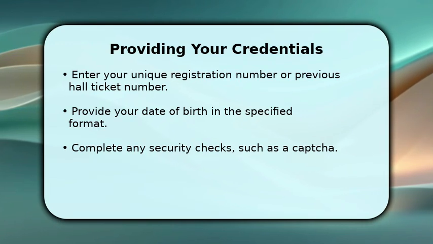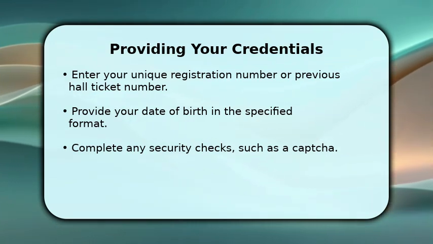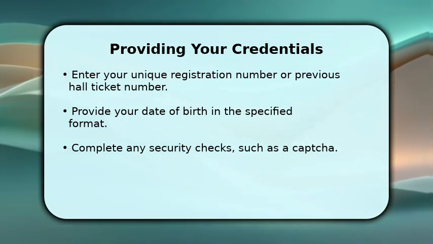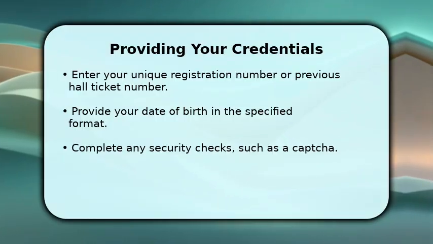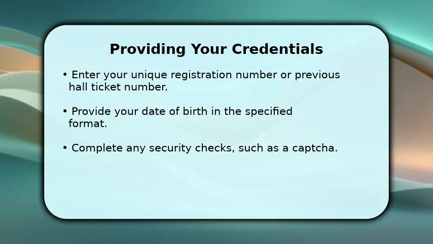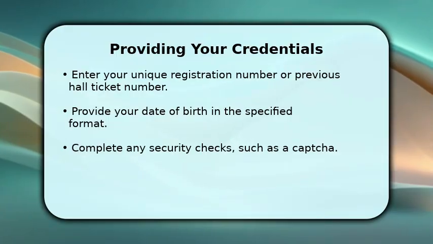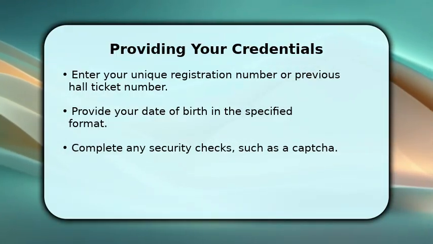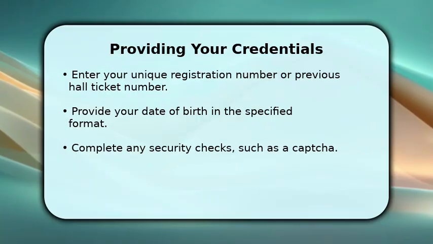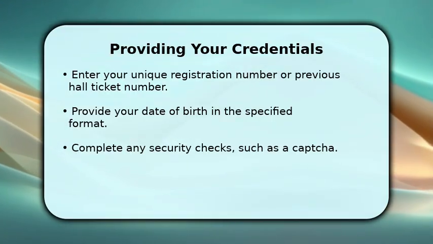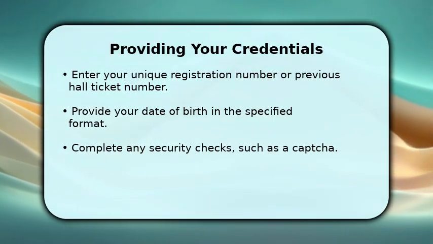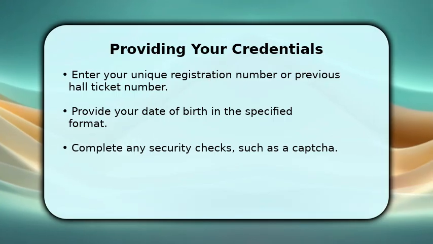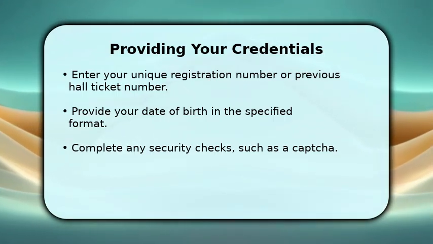Once you've found the hall ticket section, you'll need to input your personal details. Typically, this includes your registration number, which is a unique identifier, or your hall ticket number from a previous examination. You will also need to enter your date of birth, ensuring it matches the format requested, like day, month, year. Finally, complete any simple security verification, such as a CAPTCHA, to proceed.